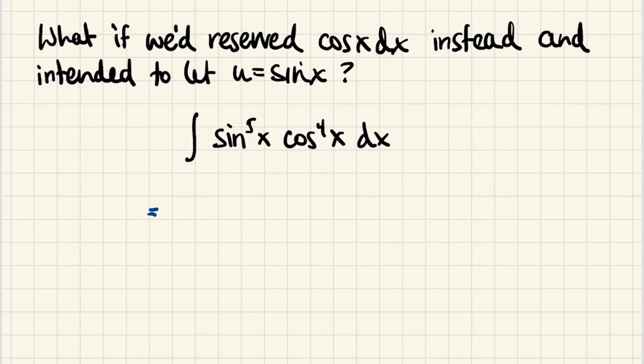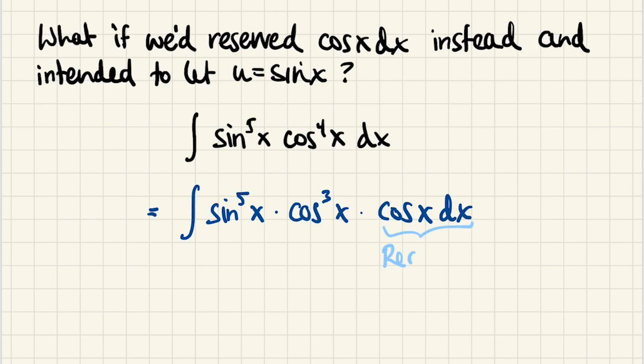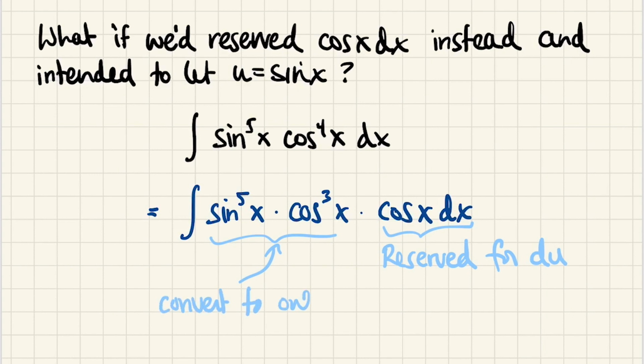Let's see. If we reserved a cosine, we would have sine to the 5th times cosine now cubed, and then here's our reserve, right? Which means that we're intending to let u equal sine of x, so that our du is cosine of x dx. And that means that we'd have to convert to only involve sine of x's there, so that would be a big mess of powers of u over there on the left. There's an issue because cosine is to an odd power.